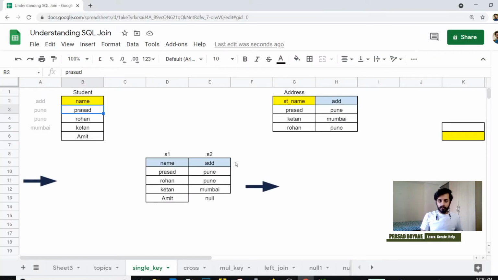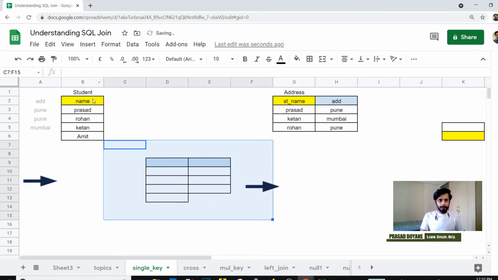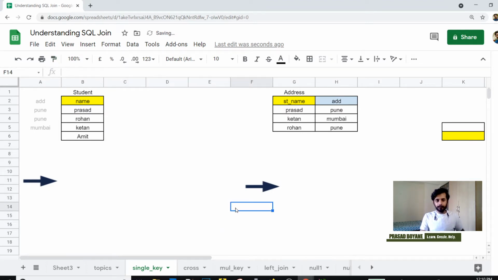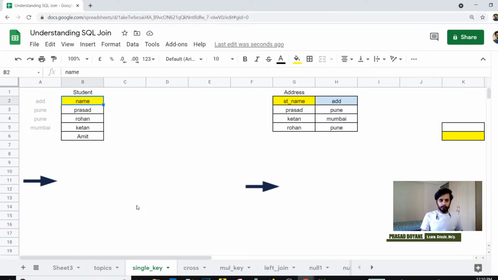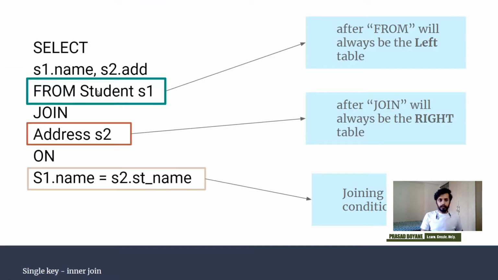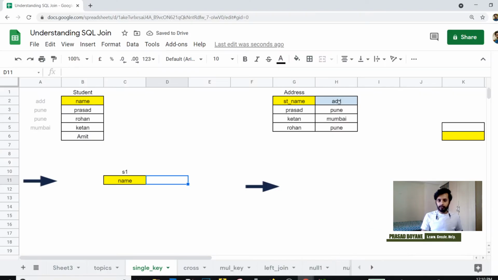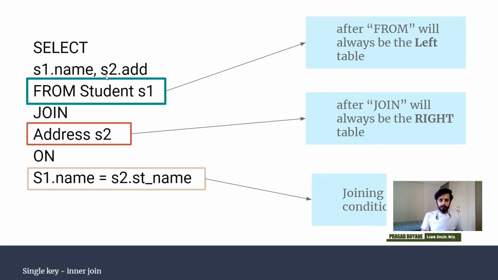Okay. So now again, let's see how this query will work. I'll quickly erase this. So how will this query work? Select means what columns we want in the result set. So we want the name column from the S1 table, and we want the add column from the S2 table. The metadata is created. So we want these two columns from this query.